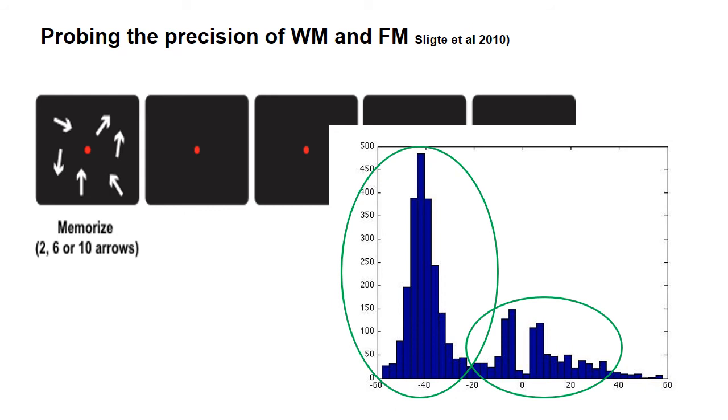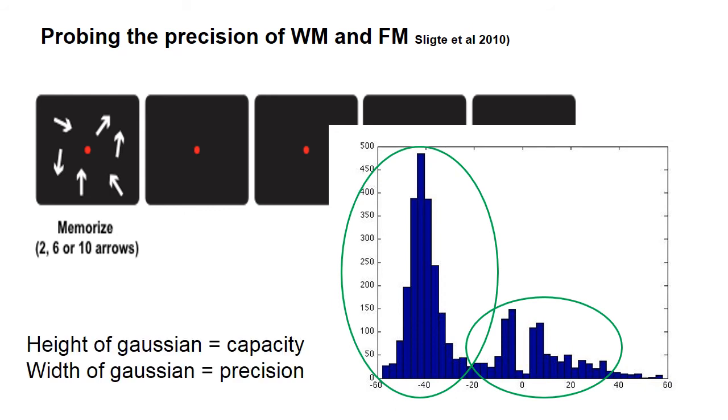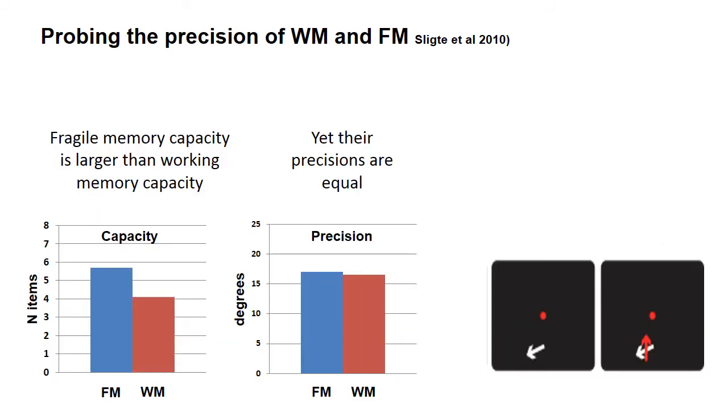From the height of the distribution at minus 40 degrees compared to the rest of the distribution, we can then gauge the percentage correct, and hence the capacity of each representation. And from the width of the distribution at minus 40 degrees, we can gauge the precision of the representation. And we once more replicated the finding that fragile memory has higher capacity than working memory capacity also in this task. But both fragile and working memory had equal precision.